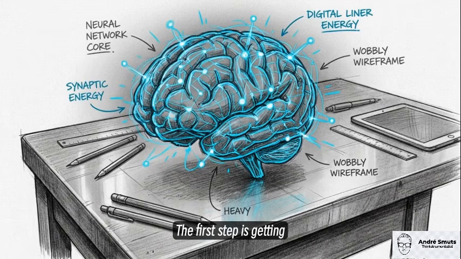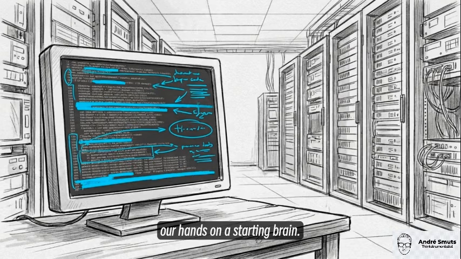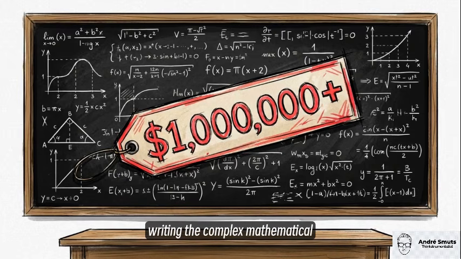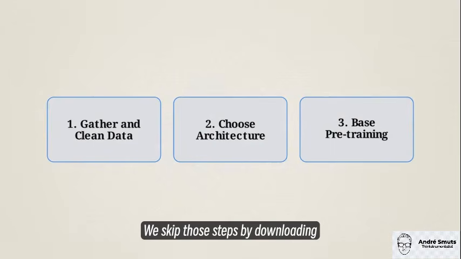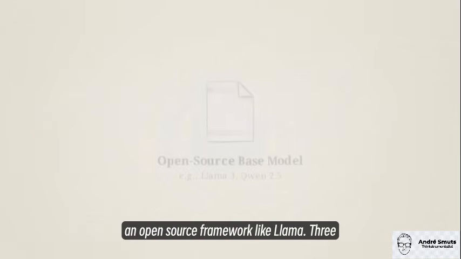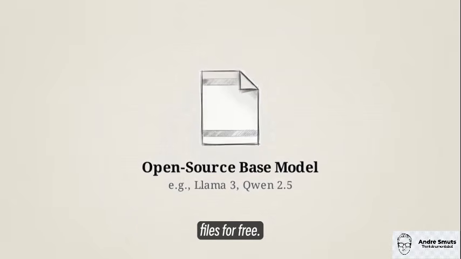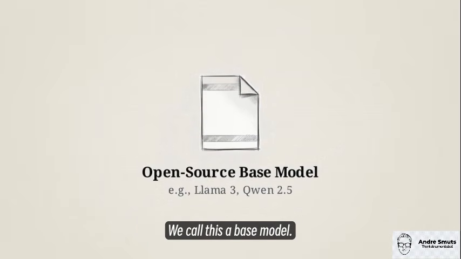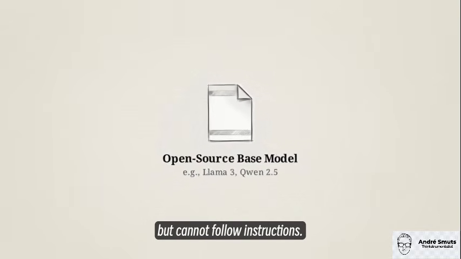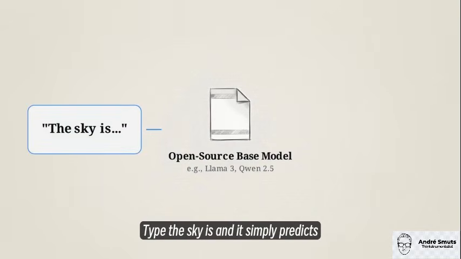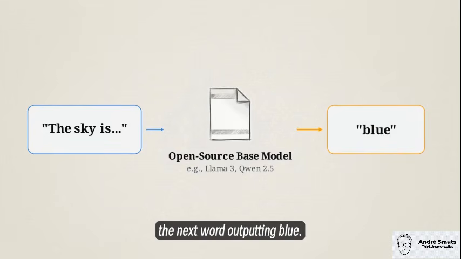The first step is getting our hands on a starting brain. Normally, AI labs spend their time scraping the web for data, writing the complex mathematical architecture, and paying for that expensive initial training phase. We skip those steps by downloading an open source framework like Llama 3. Companies provide these foundational files for free. We call this a base model. It has massive knowledge but cannot follow instructions. Type "the sky is," and it simply predicts the next word, outputting "blue."